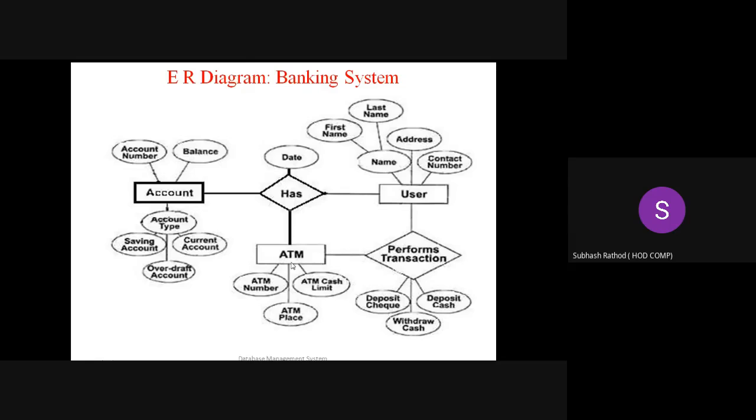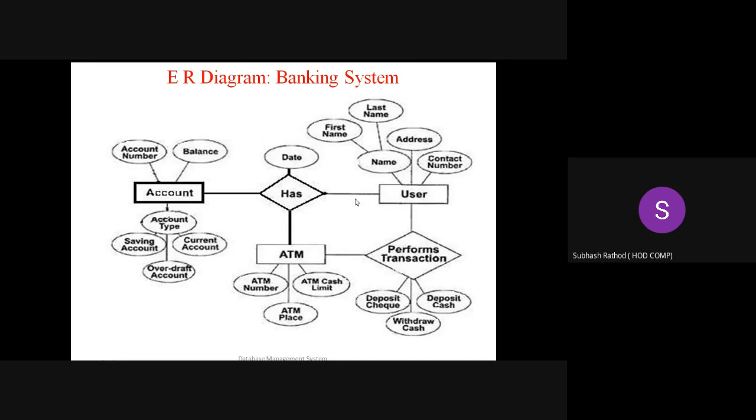Then there is ATM as an entity. ATM having the ATM number, so we can underline this attribute as a key attribute. ATM cash limit, ATM place. You can add the ATM ID also, or ATM number. You can decide which title is better suited. So the user performs the operation transaction on ATM also. The transaction has these attributes: deposit check, deposit cash, withdraw cash.